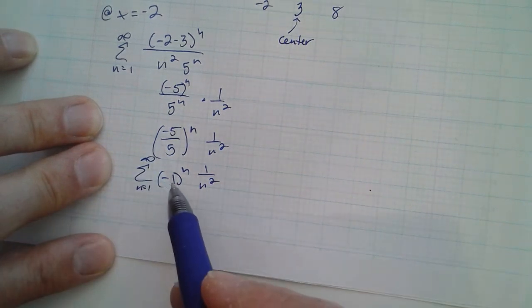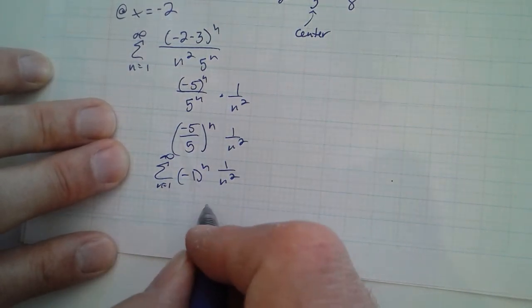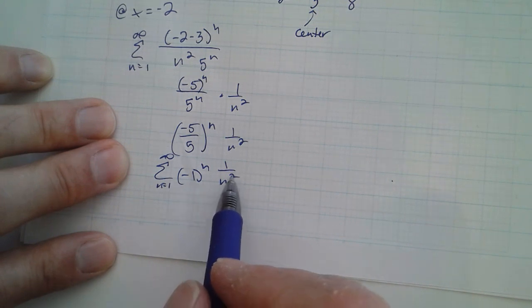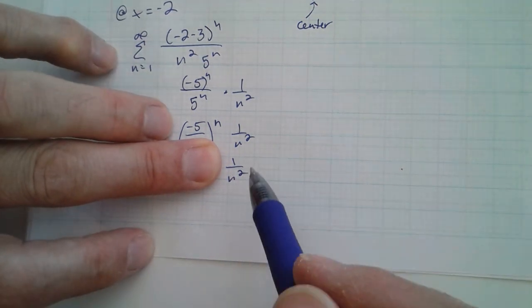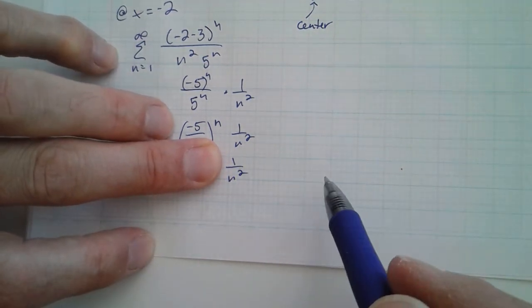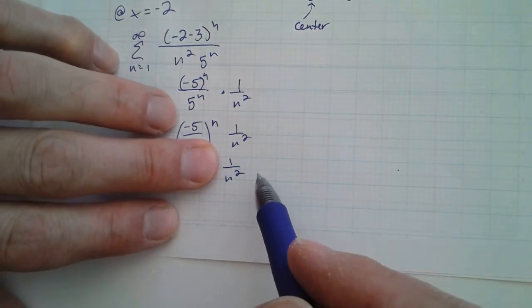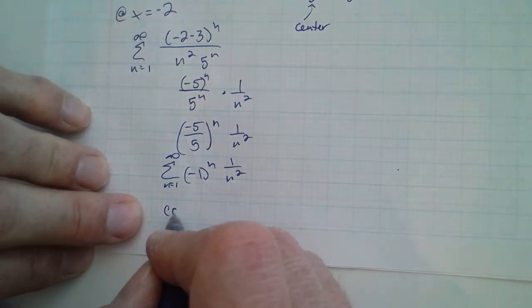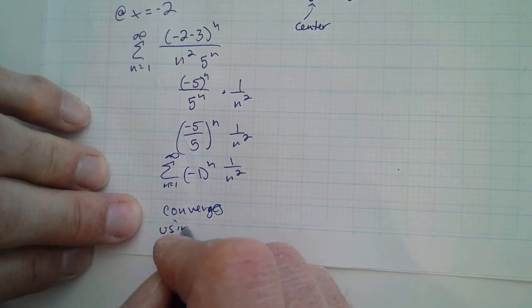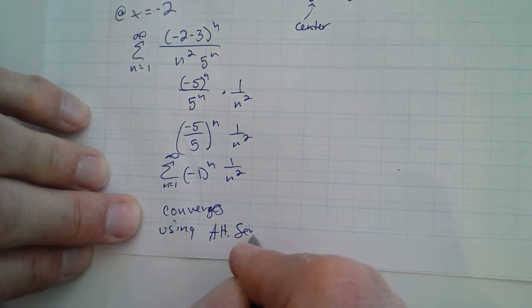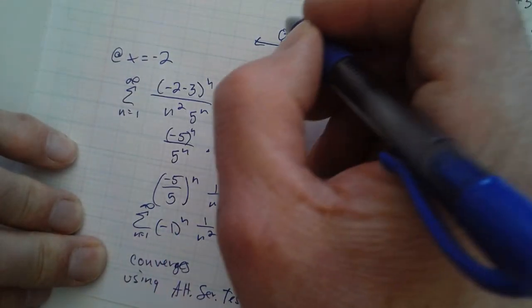All right, so it does alternate. Checking the alternating series test, 3 criteria. Does it alternate? Yes. Does each term, ignoring the (-1) to the n, get smaller? Yes, as n increases, each term will get smaller. And the third criterion: is the limit of this as n goes to infinity 0? Yes, it is. So it converges using the alternating series test. So we include -2 in our interval of convergence.